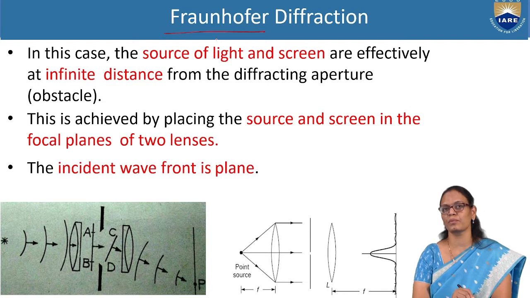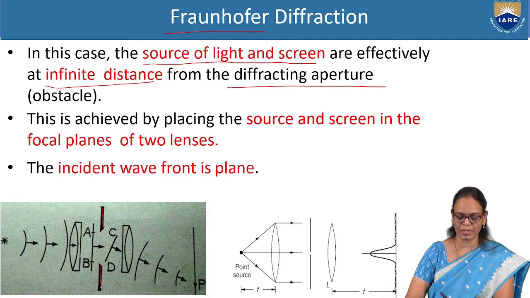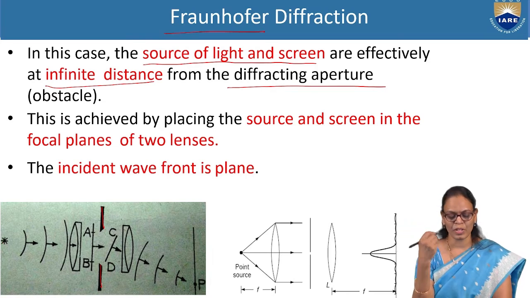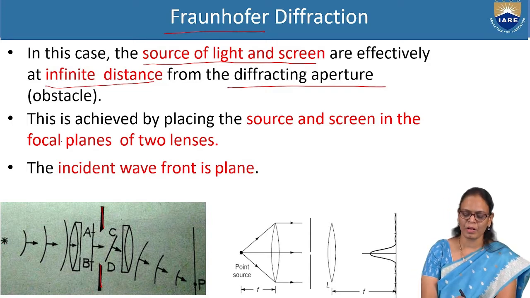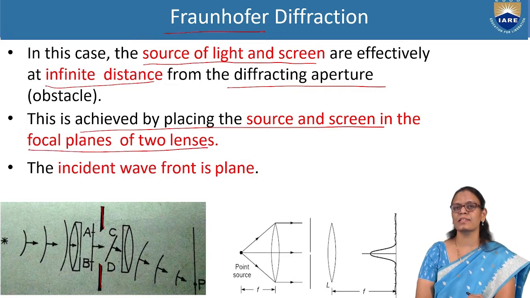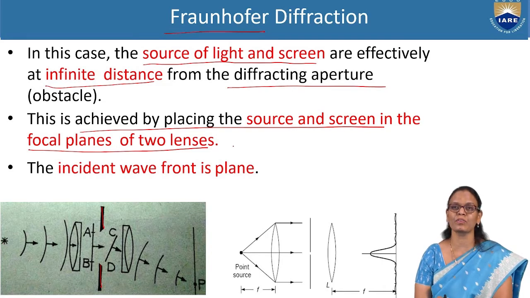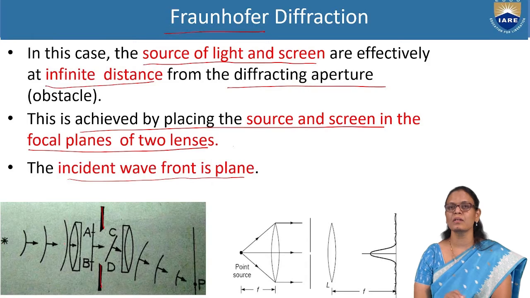In Fraunhofer diffraction, the source of light and screen are at infinite distance from the diffracting aperture. So if this is the aperture, the source is at infinity and the screen is also at infinity. Both are at infinity. Means if you have a source from where the light is coming at an infinite distance and the light passes through the aperture, then we will have to capture it by placing lenses. So we are going to use lenses. This is achieved by placing the source and screen in the focal plane of the two lenses, and the incident wavefront is plane. So whatever wavefront we are talking about here is a plane wavefront.